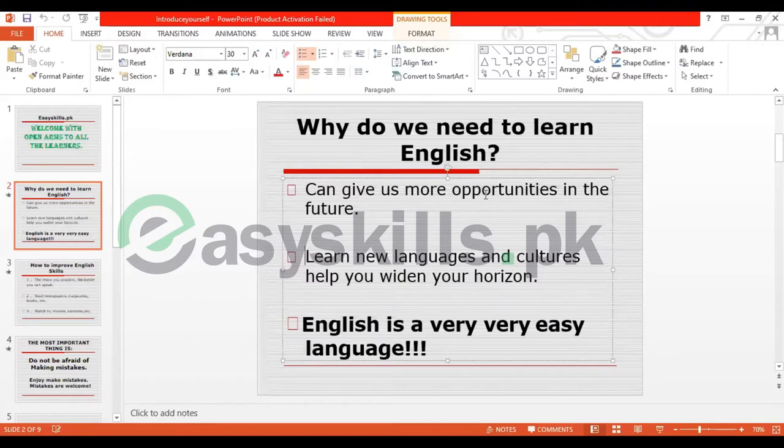Whenever you learn languages, not particularly English, when you learn a new language, it helps you to understand the culture and it also widens your horizon. What do you mean by widen your horizon?